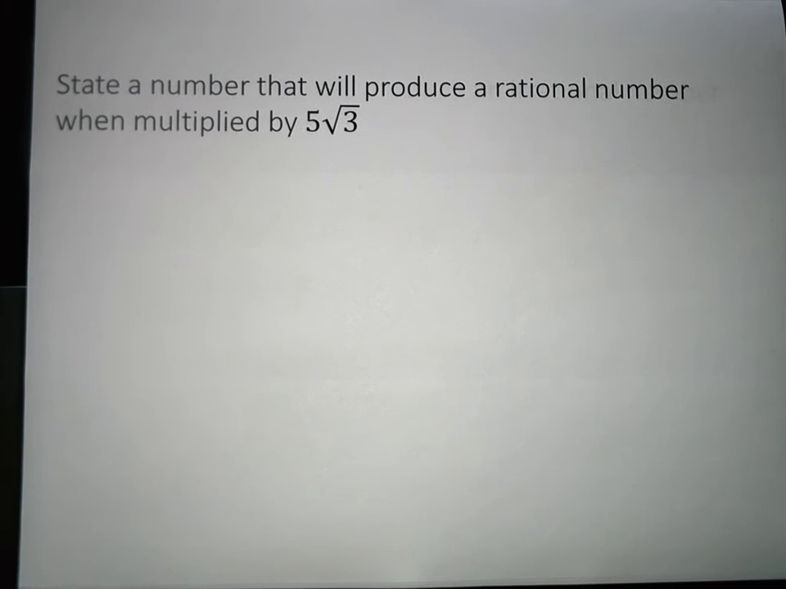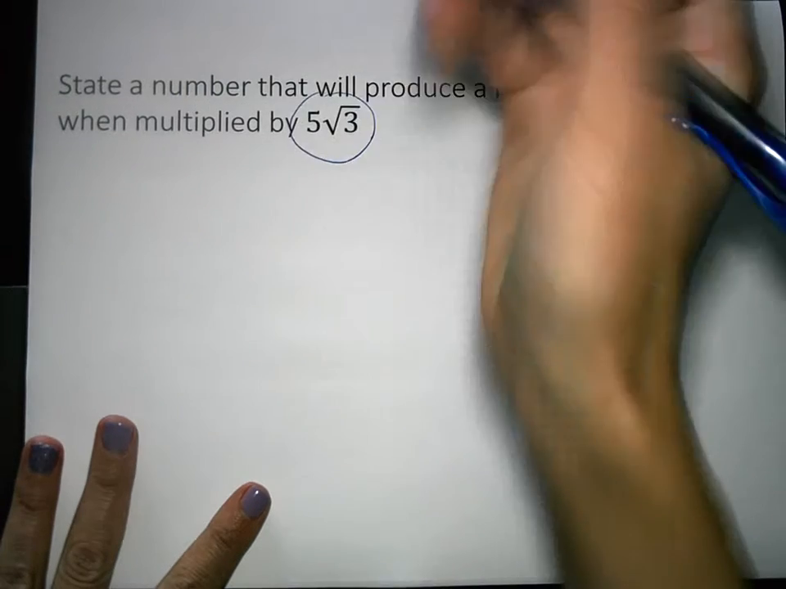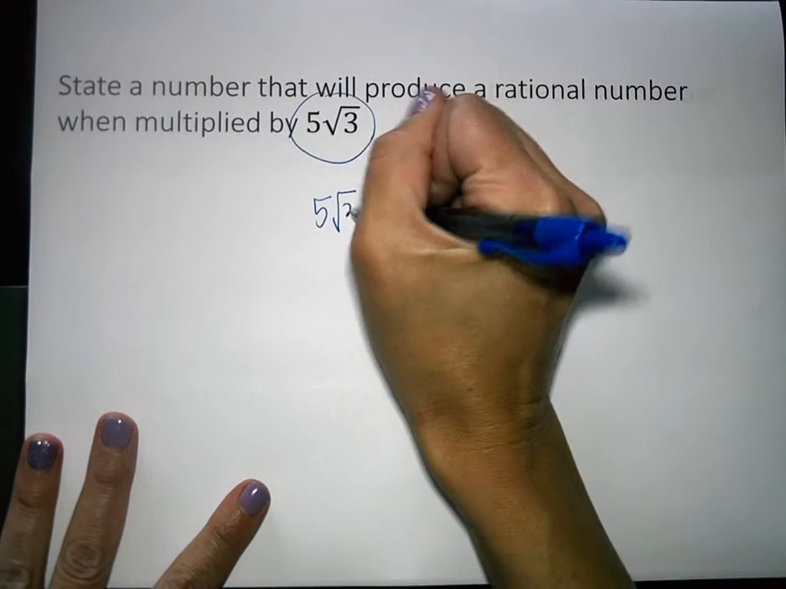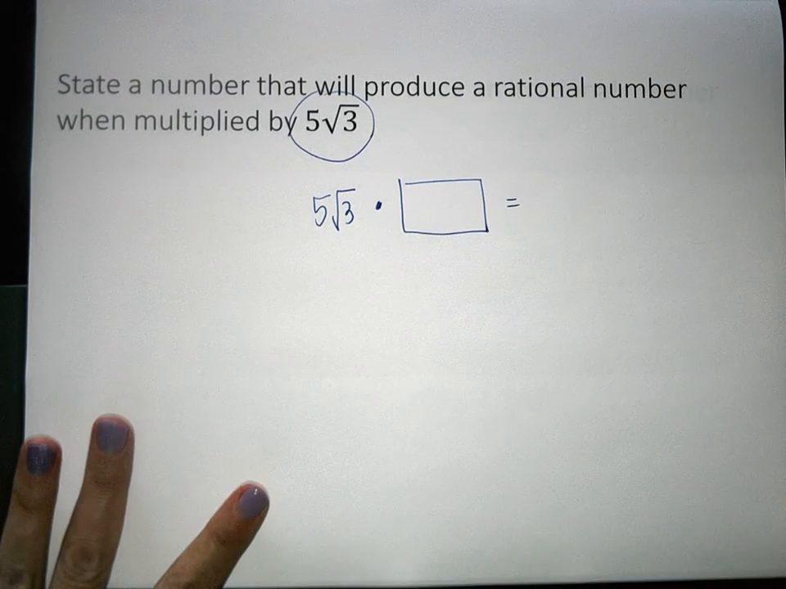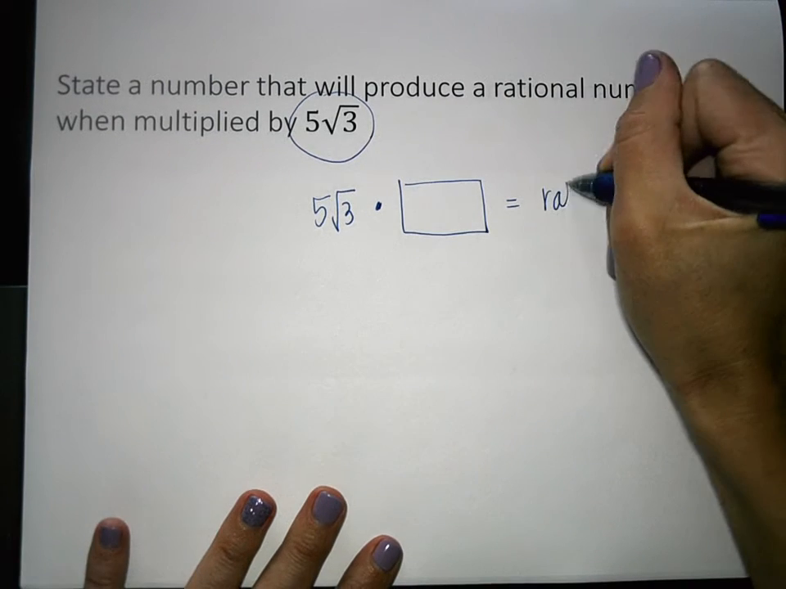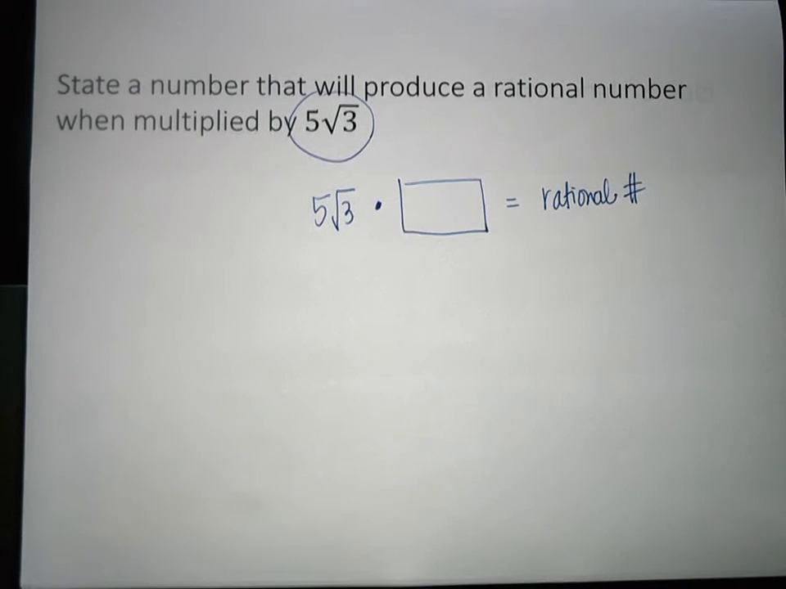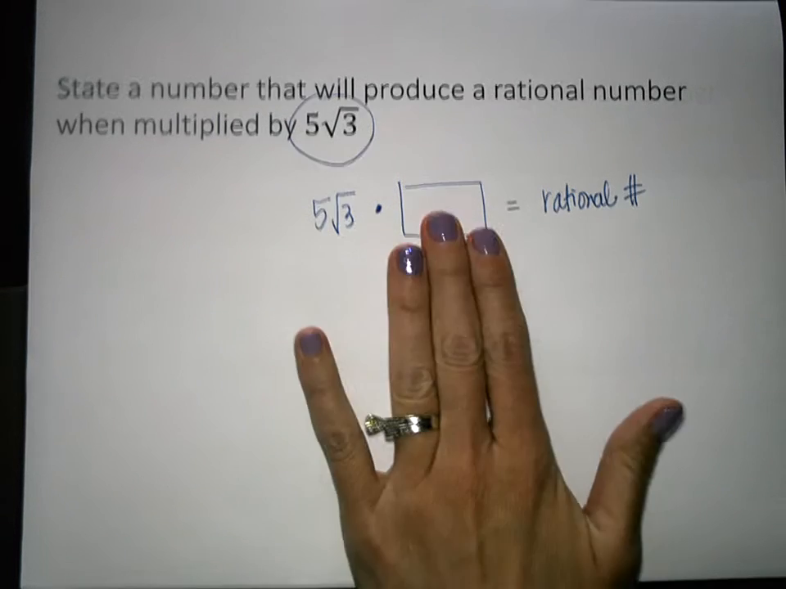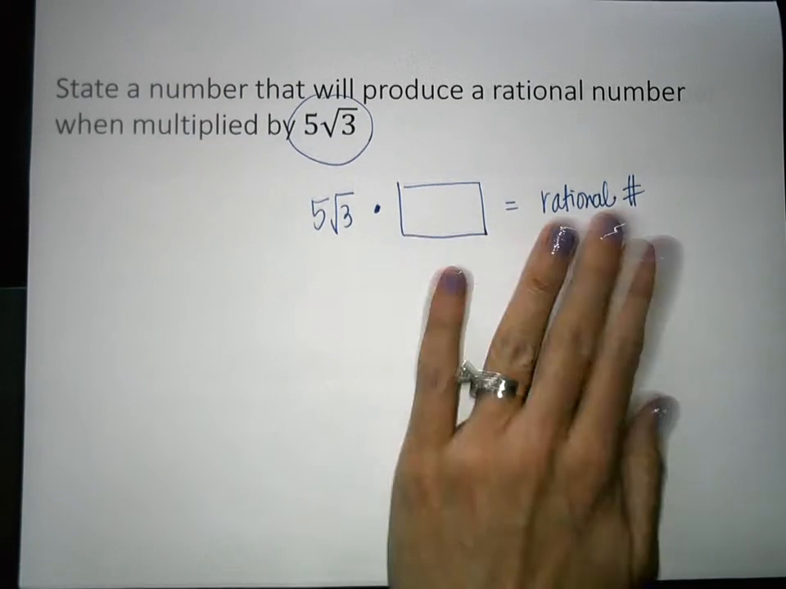State a number that will produce a rational number when multiplied by 5/3. So we're taking 5/3 and I want to multiply it by something in order for it to give me a rational number. So rational number means I will no longer have a root. So I want to give you just a little bit of time to think about if you could give me an idea of what would be an answer that we could put here. What could I multiply this by in order to make a rational number?